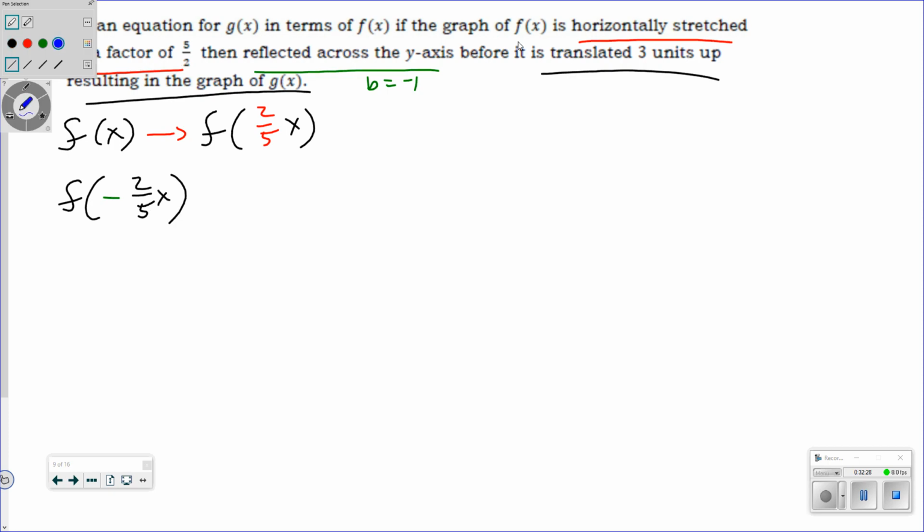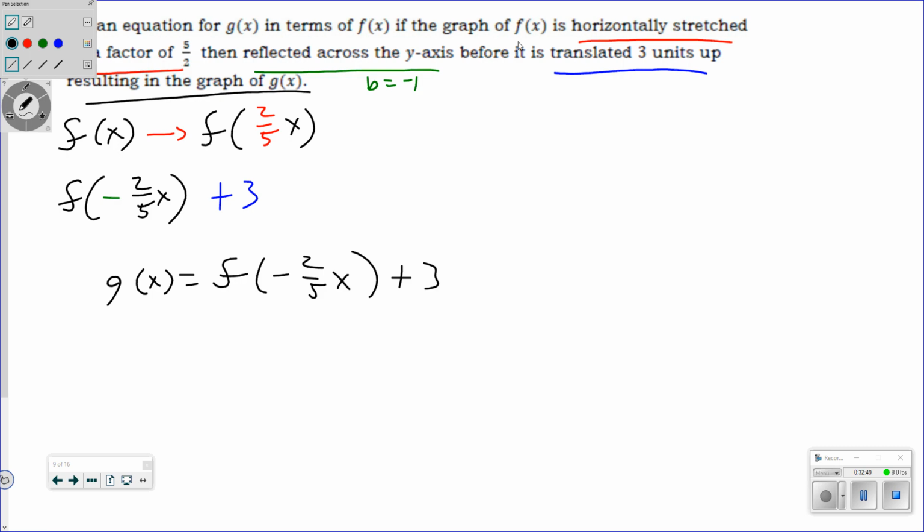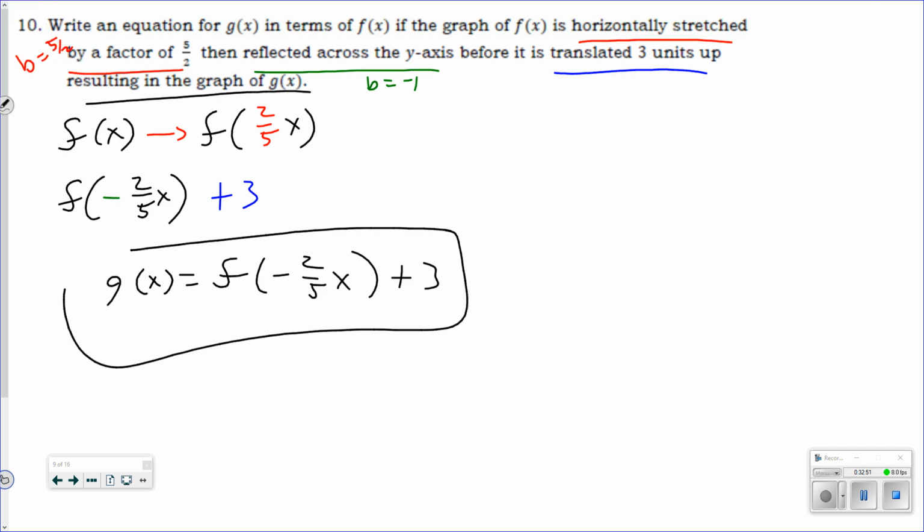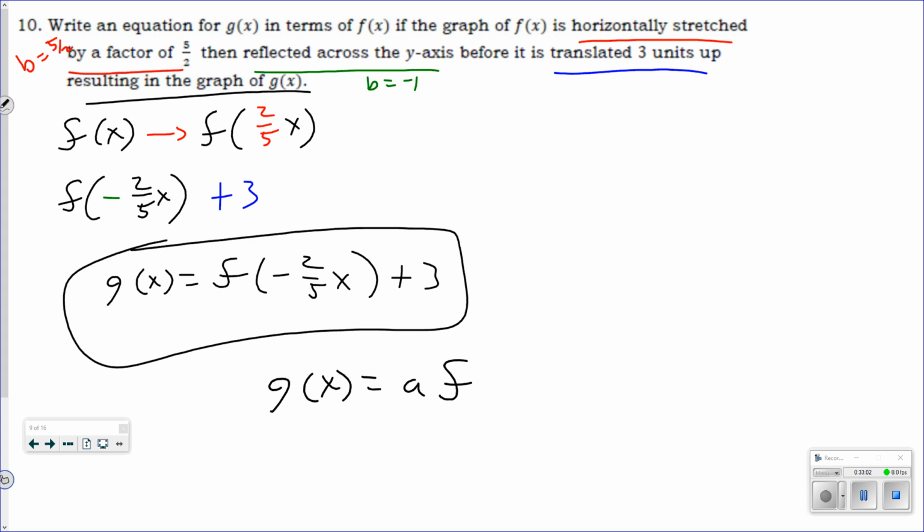And then finally, translated 3 units up, resulting in the graph of g of x. So going 3 up just means your k is 3, add 3. So your final answer is g of x equals f of -2/5 x, all plus 3. Very similar to the one we did before, just that this one has the flipping of the b, so be careful with that. Again, remember it's in this form, a f of 1 over b, x minus h, all plus k.